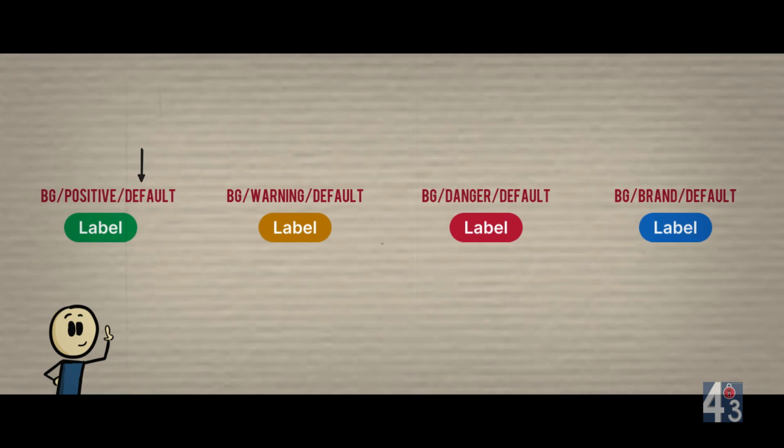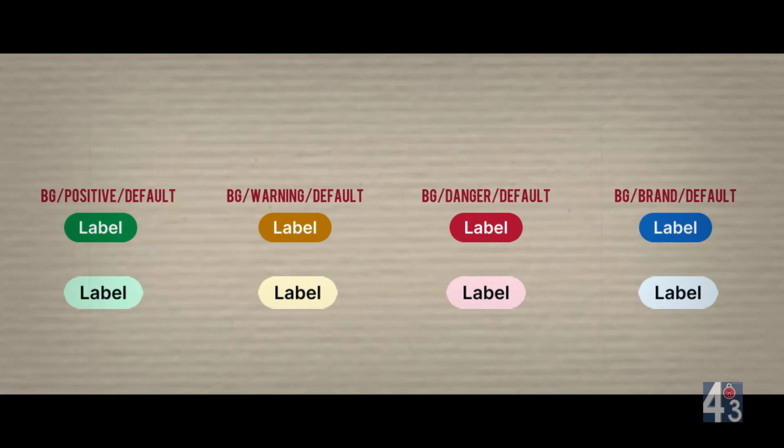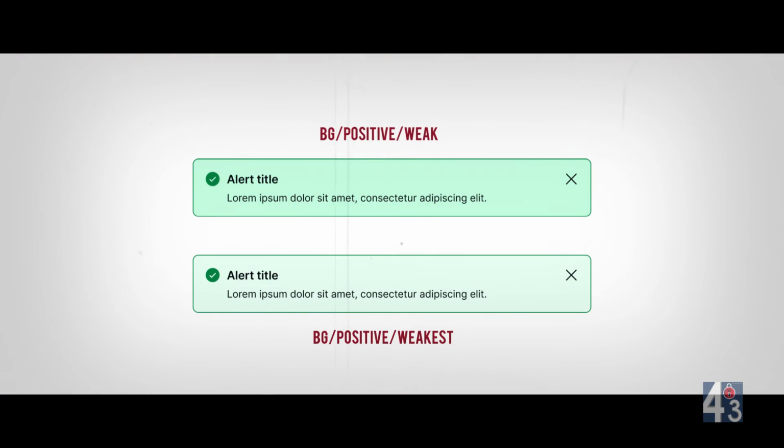Notice the default in the token name. This is for the hierarchy. I would need positive or danger or any semantic color to have a dark and a light shade. And I prefer the weak notation for the hierarchy. Also, maybe you need an even lighter shade. I don't know, maybe. So this is where you need to trust your eyes and decide for yourself.